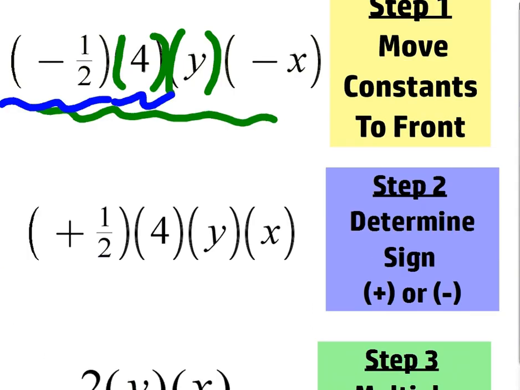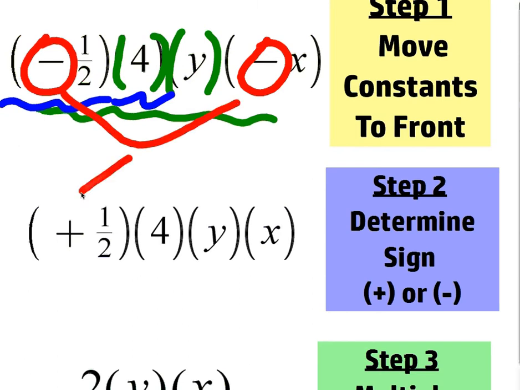Now we're going to determine the sign. Now I said for this example you can circle how many negatives you have. I'm going to use a red pen this time. We have 1, 2 negatives. So somebody tell me, when you have 2 negatives, what does that make? Or even any even number of negatives. 2 negatives makes a positive, right? So therefore we know that the final sign of this particular problem is positive.